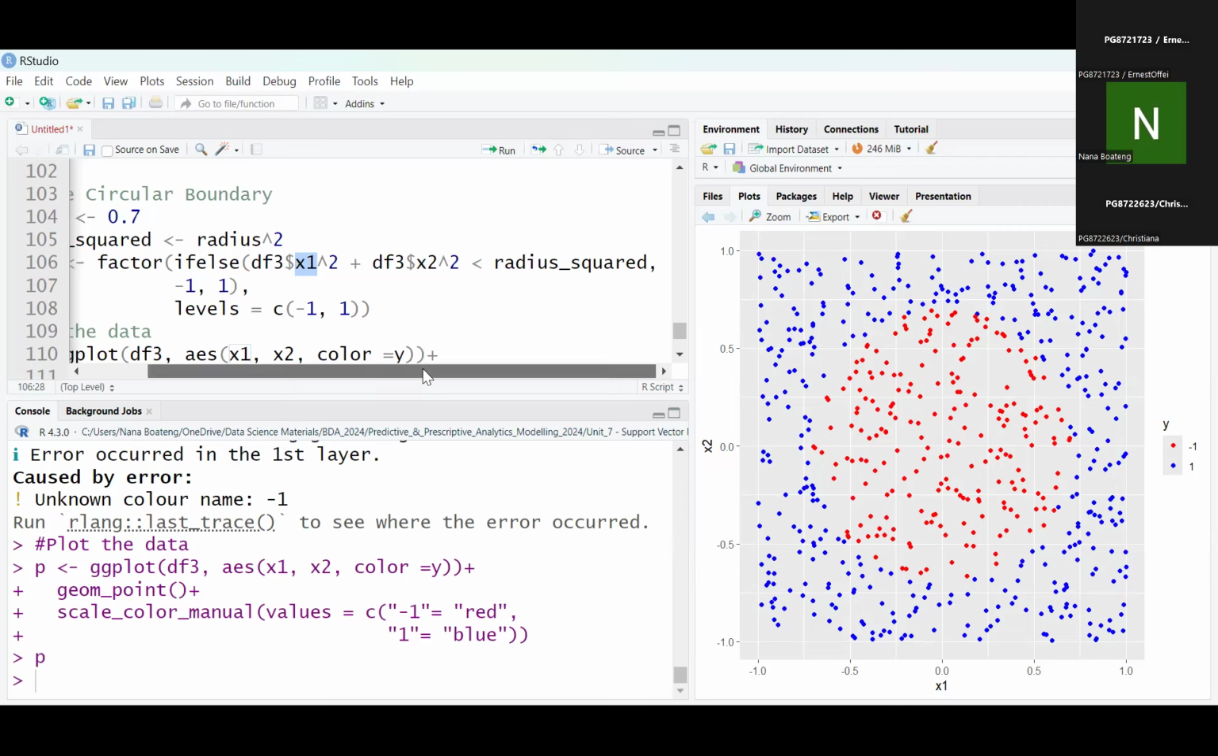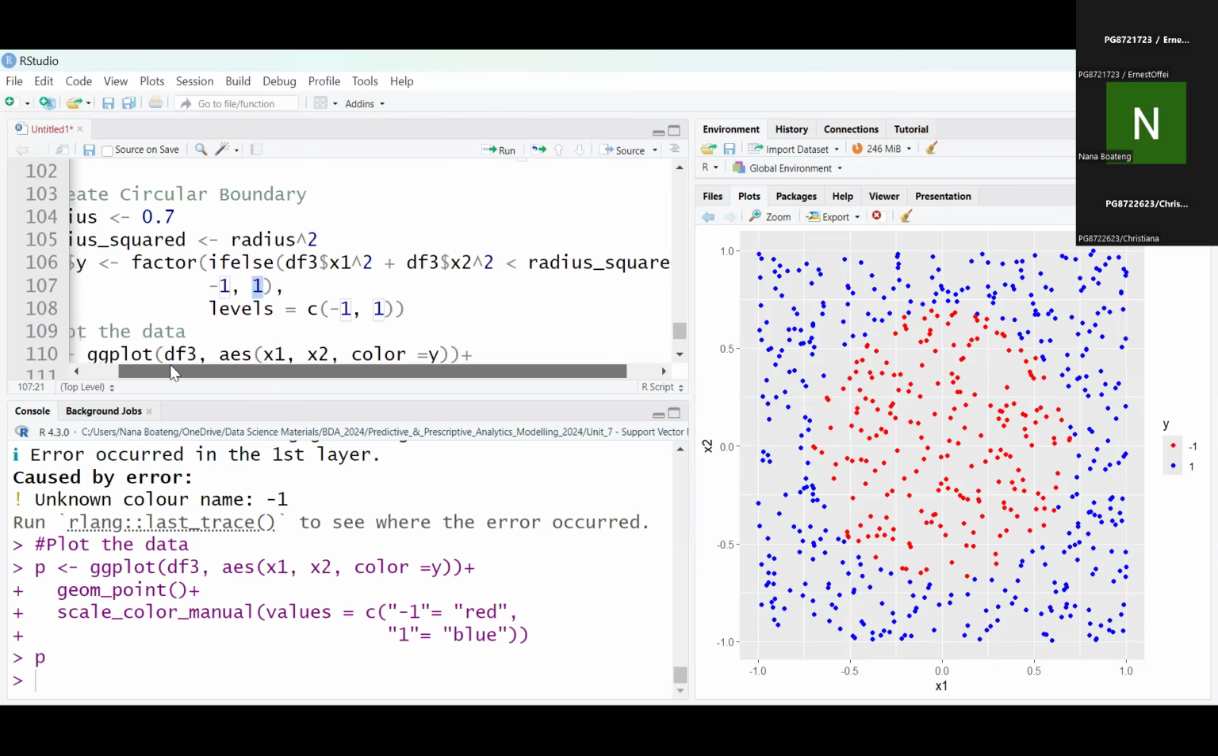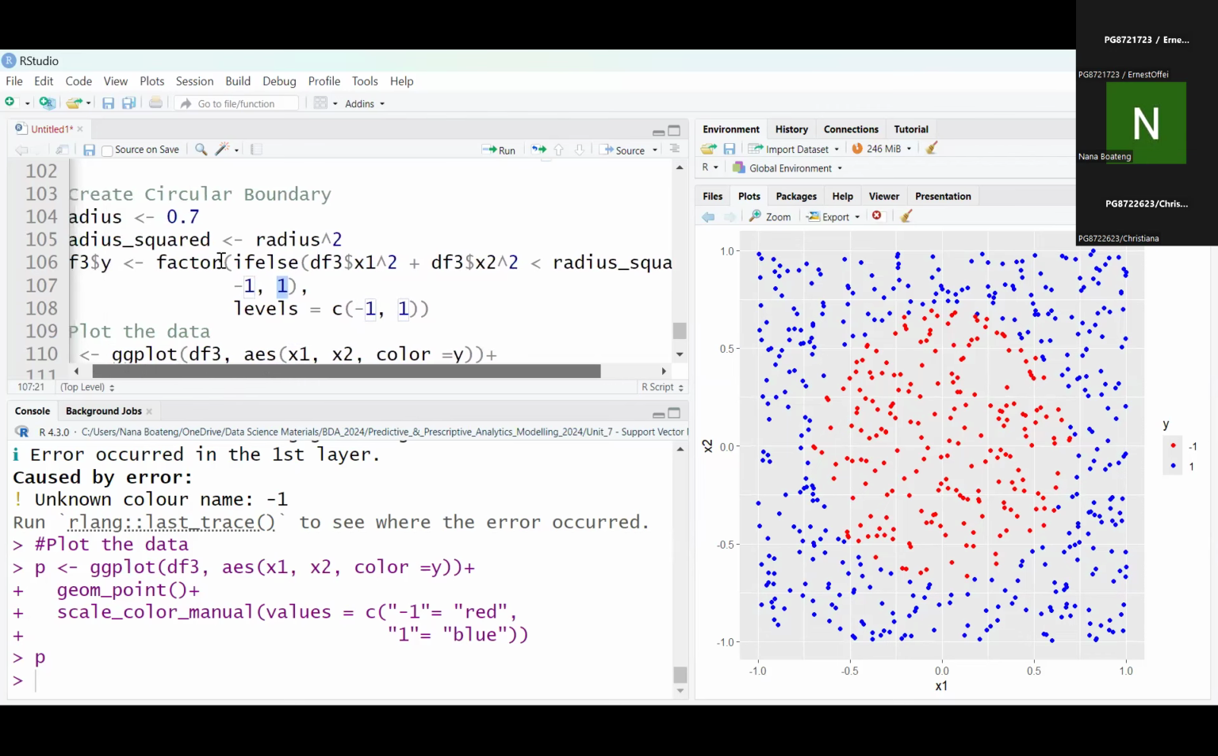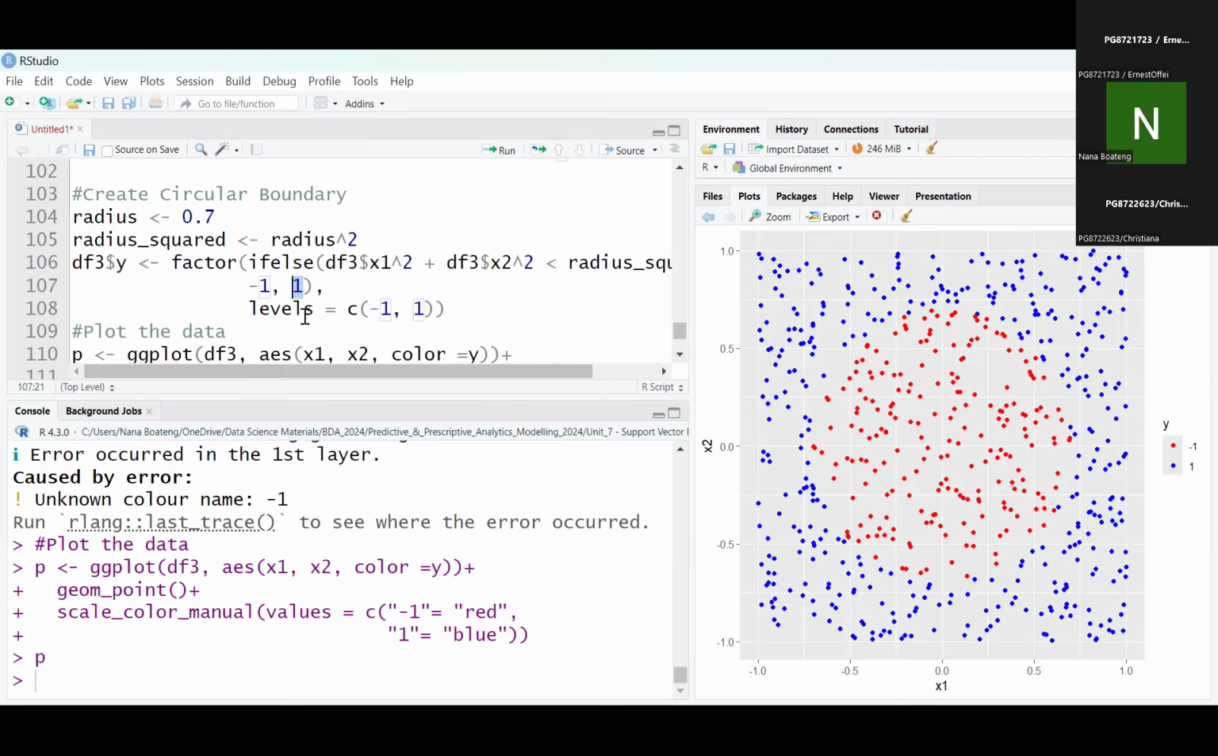Okay. So less than the radius squared. If it is less than the radius squared, then it should be -1. If it's not -1, then it is 1. Okay. I've done that side too. You've done that too. So specify the levels. So have you factored it? Yes, I wrapped everything into the factor. Okay, and then bring the levels.